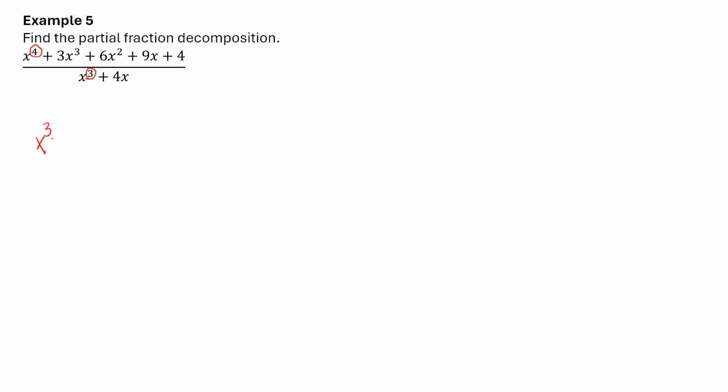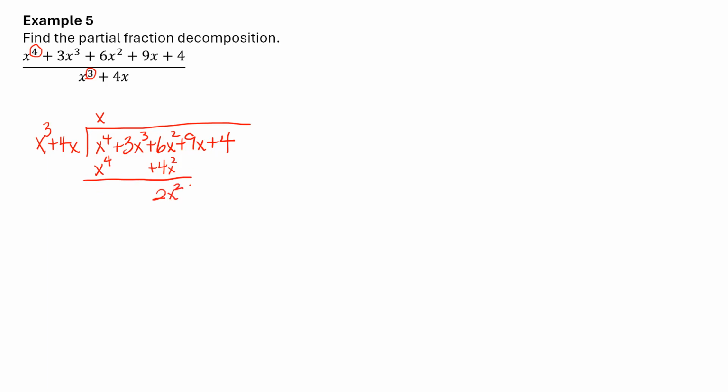x cubed plus 4x, I'm going to divide that into x to the 4th plus 3x cubed plus 6x squared plus 9x plus 4. All right, so x cubed into x to the 4th goes x times. So multiply x times x cubed is x to the 4th. 4x times x is 4x squared. So 4x squared goes there. Subtract, you get 0 and you get 2x squared. Bring down your 9x plus 4 and your 3x cubed.